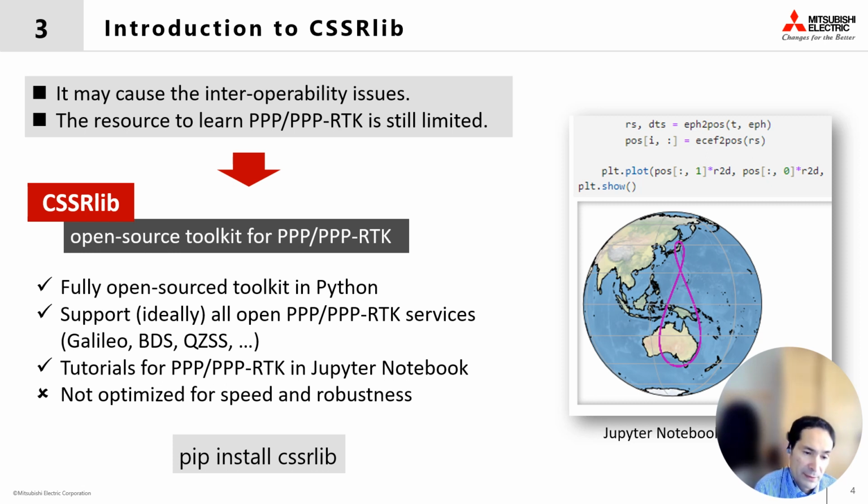So we developed an open source toolkit for PPP or PPP-RTK called CSSRLive. It is a fully open source toolkit written in Python. You can easily install CSSRLive using pip. It supports ideally all open PPP and PPP-RTK services. Tutorials for PPP and PPP-RTK are provided as Jupyter notebooks.